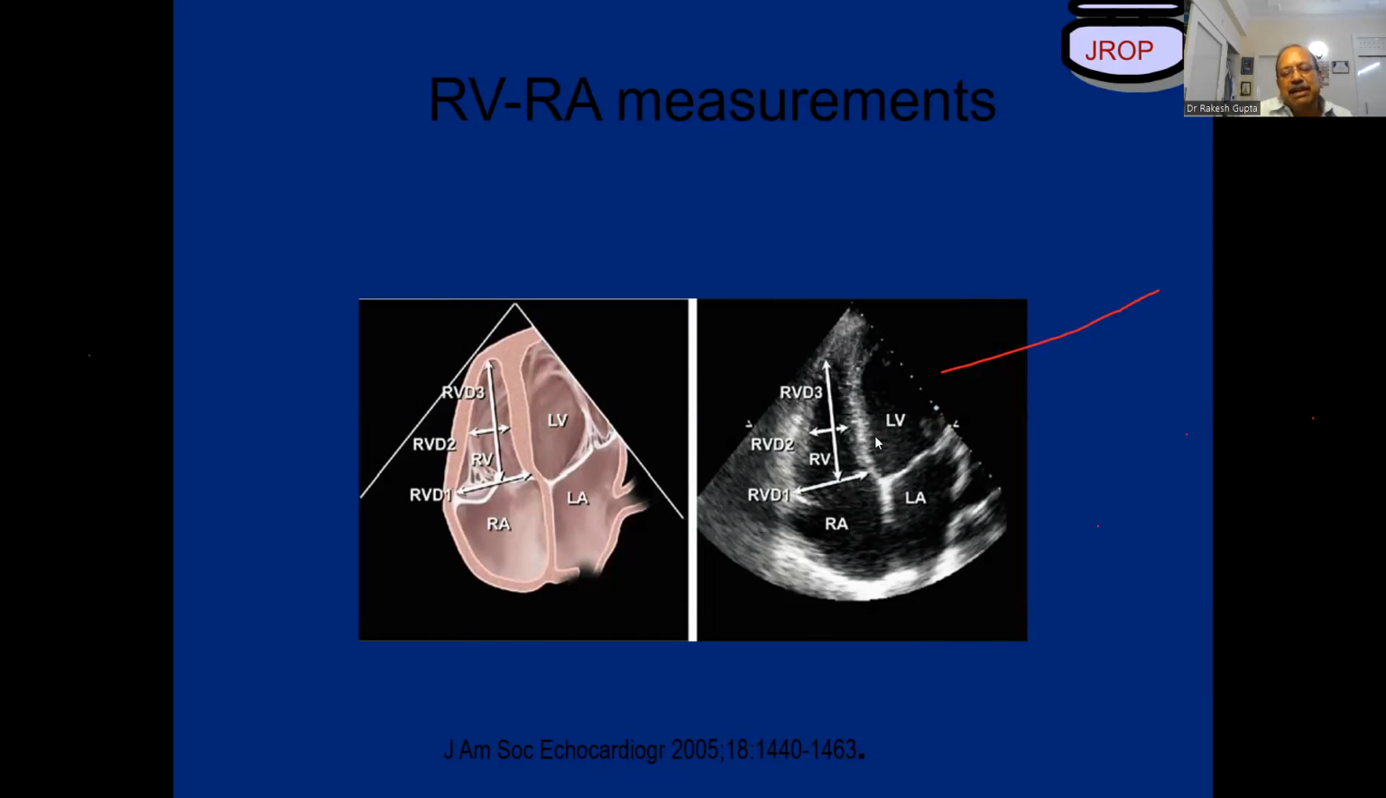And when would the RV be maximum size? RV would be the maximum size at the beginning of systole or end diastole. So we have three measurements in this particular view: a basal measurement, a mid measurement, and the long axis measurement.